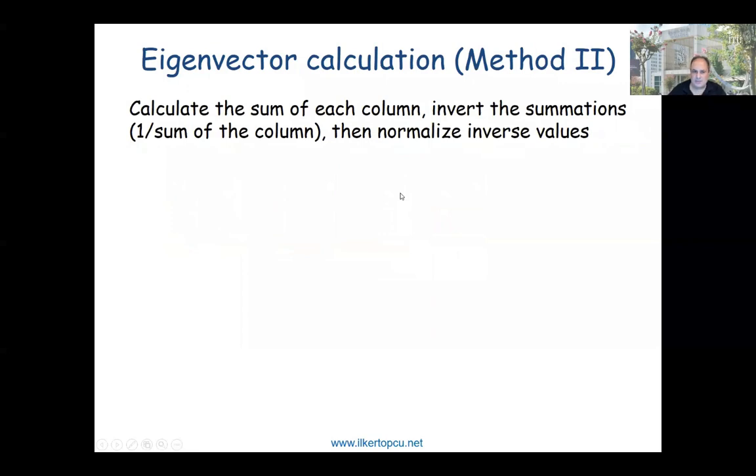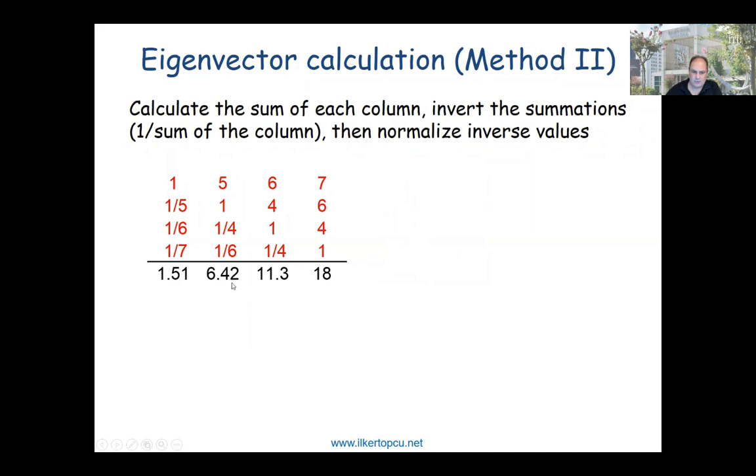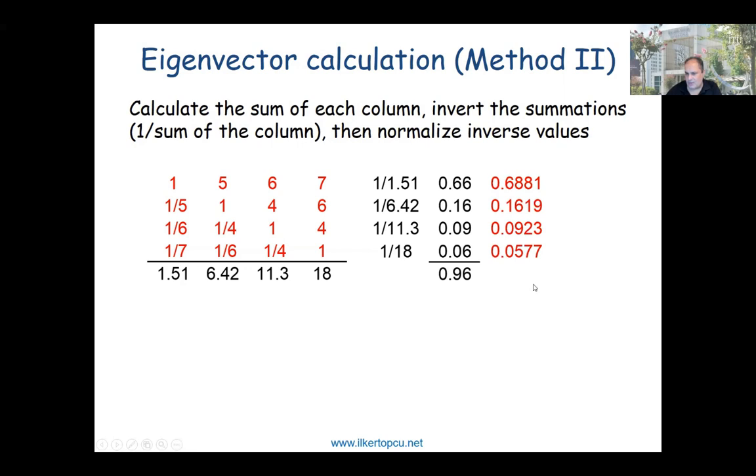And the second method says calculate the sum of each column, but do not normalize them. Just invert the summations and then normalize these inverse values. As you see here, we get summations and then we invert these values: 1 over 1.51, 1 over 6.42, 1 over 11.3, 1 over 18. And then their sum is not 1, so we normalize them to get the eigenvector.